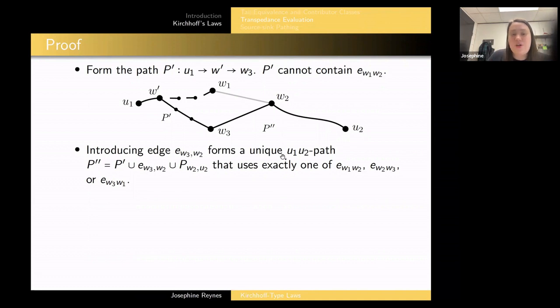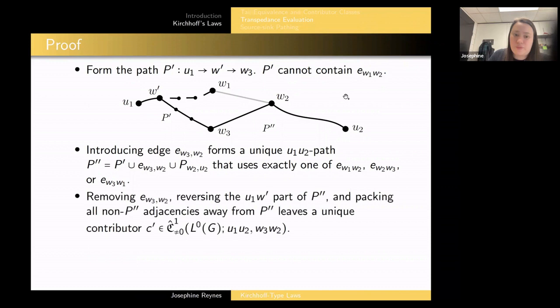And it's important to note that this is going to use exactly one of EW1, EW23, and EW31. Because I'm adding whichever edge I happen to be missing, which in this specific case that I've shown here is the W2, W3 edge. But I know I'm not going to be using the other two edges because the definition of contributor has assured me that those other edges don't exist in my picture.